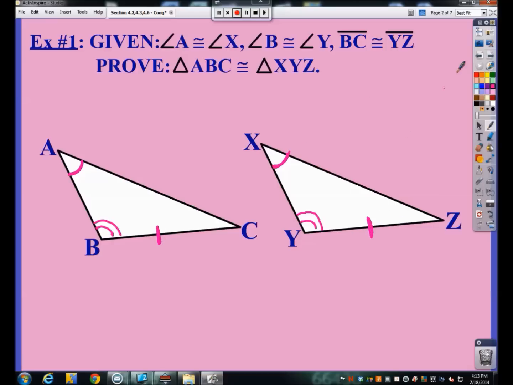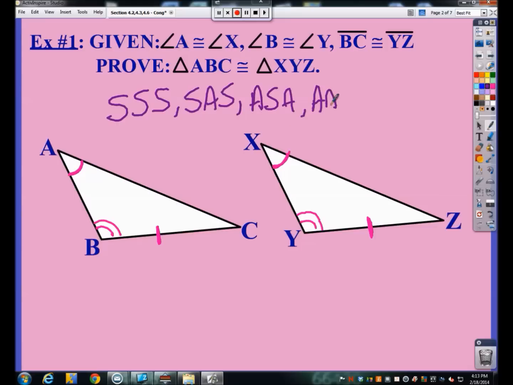And so when I first look at this, I want to see, do I have any shortcut? And remember our main shortcuts we have here that always work are side, side, side, side, angle, side, and angle, angle, side. And then remember, sometimes ASS works when we really call it HL, when our A is 90 degrees.